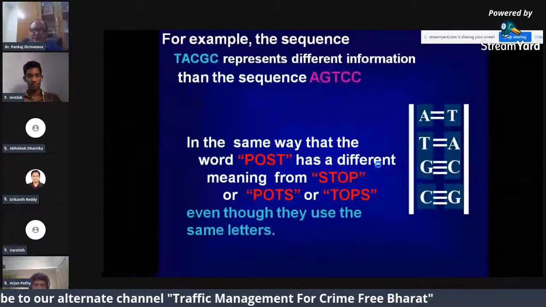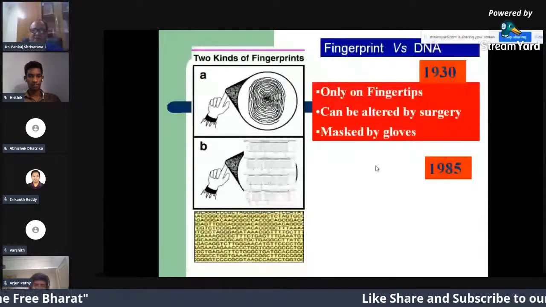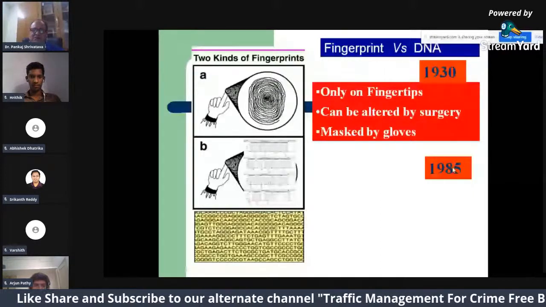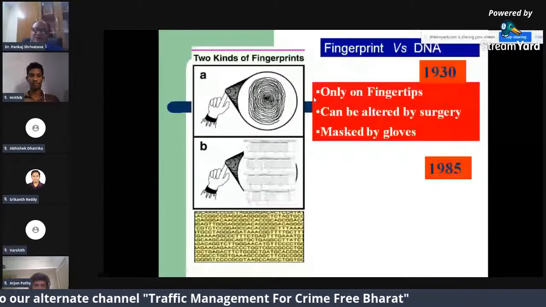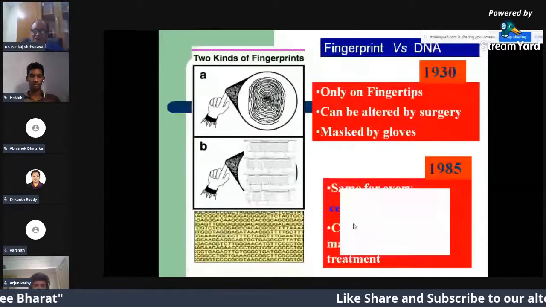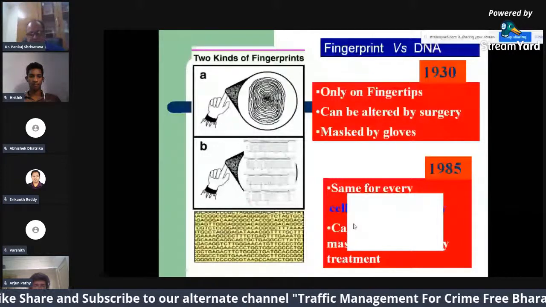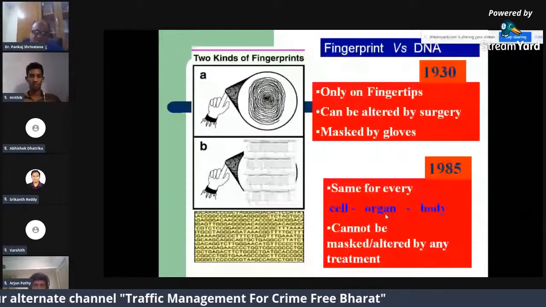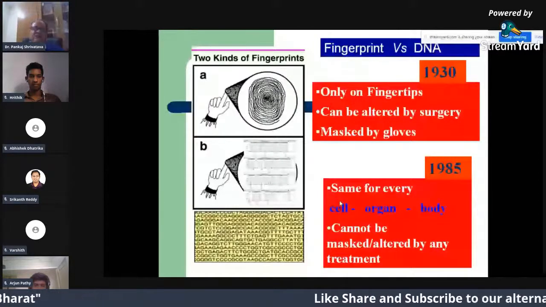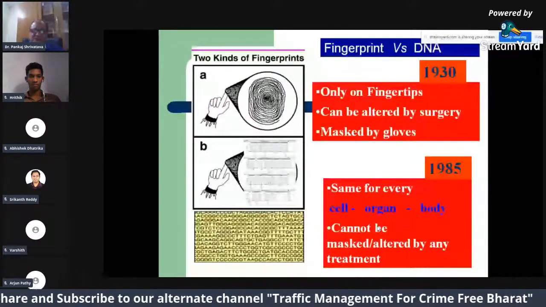Now if you compare it with a fingerprint, fingerprints were discovered somewhere around 1930, and DNA was discovered in 1985. Fingerprints are only on fingertips. These can be altered by surgery, and as you have seen in movies, they can be masked by gloves also. And if you talk about DNA, it is the same in every part of the body, and the body is made up of different organs, and organs are made up of different cells. So from every cell you can generate a DNA profile, and from every cell you'll get the same DNA profile, and you cannot mask or alter all the cells of your body.